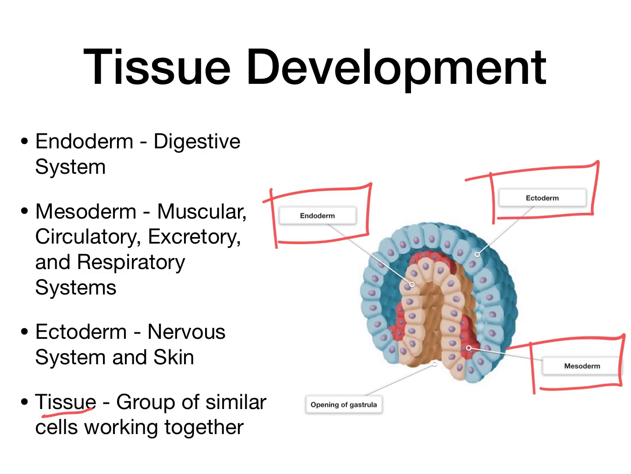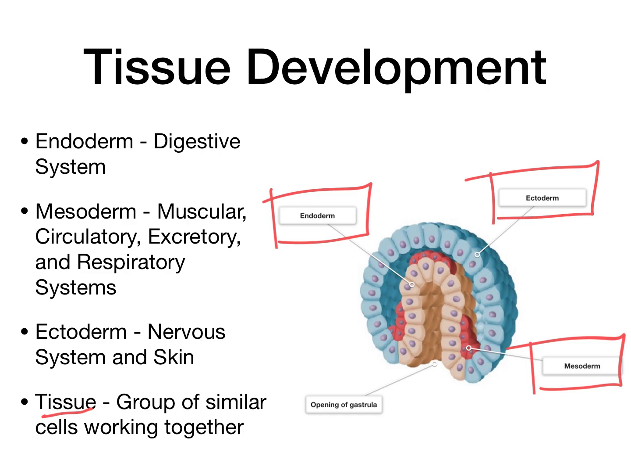Many animals start at this stage. And obviously they're going to become different, whether it's going to become an earthworm or whether it's going to become an elephant. But they all start with this similar beginning. And we know that the endoderm, the tan, is going to be the digestive system. The mesoderm could be muscular, circulatory, excretory, respiratory. And the ectoderm will become the nervous system and the skin.